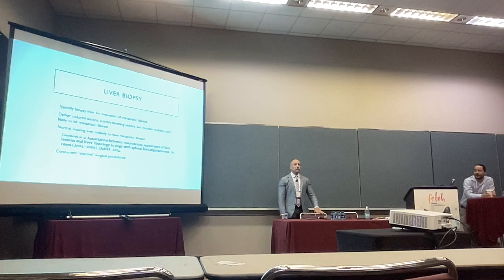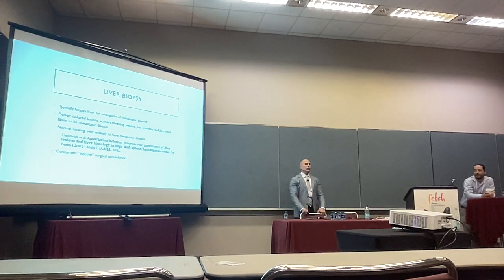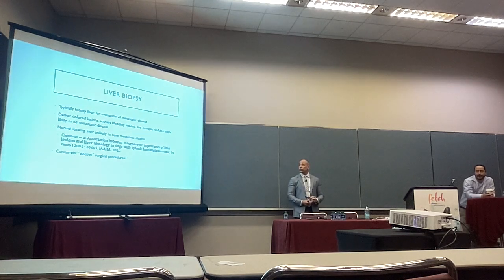Now I say that, but there was a study that came out in 2014 that showed that a normal looking liver in a dog with a splenic hemangiosarcoma is very low yield to biopsy because it didn't have really any cancer in those samples. Now if you looked at the darker colored lesions, actively bleeding lesions, and multiple nodules, those are more likely to be metastatic disease. So if you're seeing these pigmented, black, dark red things on the liver and on the body wall and the omentum, that probably is going to be metastatic disease.